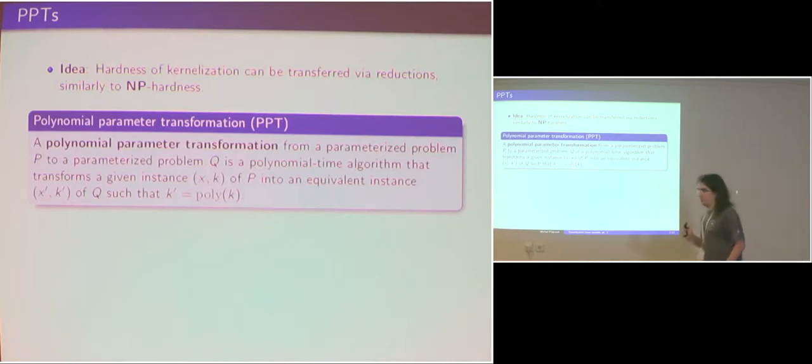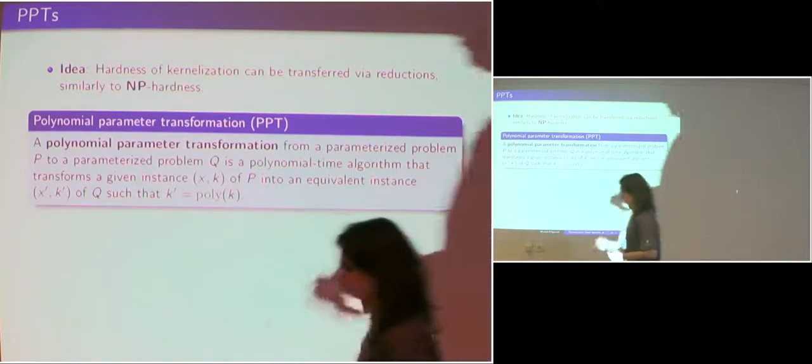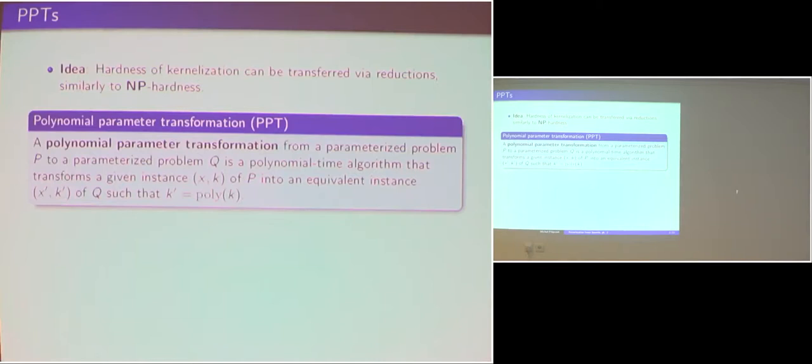So this is a polynomial parameter transformation. Suppose I've got two parameterized problems, P and Q. Yes? A polynomial parameter transformation from P to Q should be an algorithm that takes an instance of P and returns an instance of Q that should be, as usual, equivalent. This is a yes instance of P if and only if this is a yes instance of Q. Maybe I can draw it like this. Here's a box, here is a box. So this belongs to P if and only if this belongs to Q.